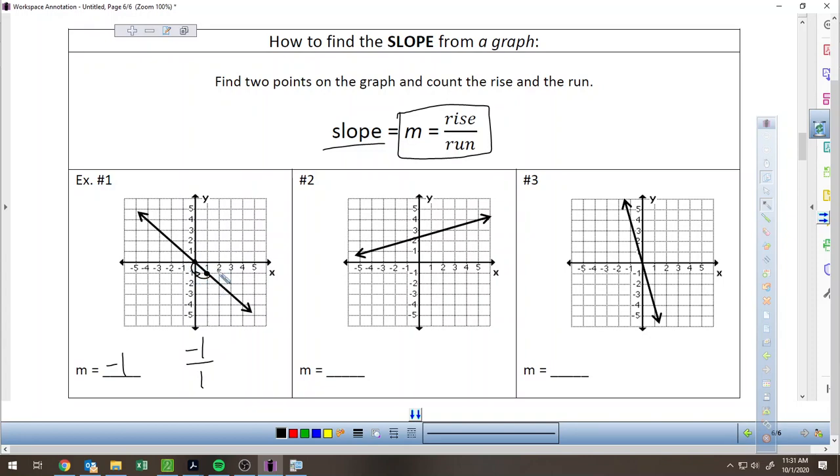Now, if I picked out those 2 points, 0, 0, and 1, negative 1, it would be the same thing. It would be negative 1 minus 0, which is negative 1, 1 minus 0, which is 1, to get negative 1. I'm doing the same thing. I'm just doing it visually instead of having to actually subtract it. Okay? Let's do this next one.